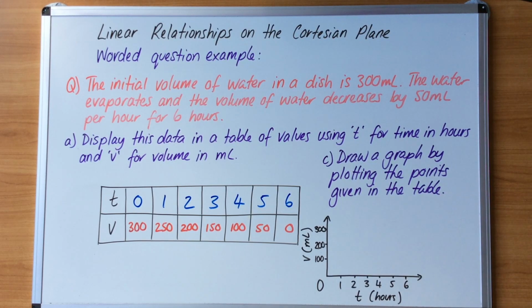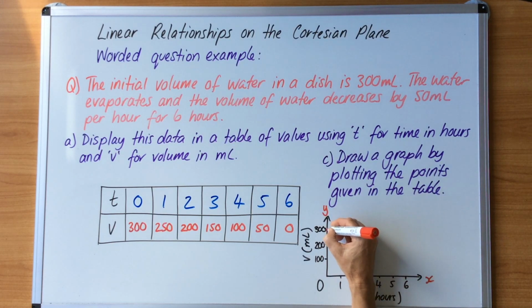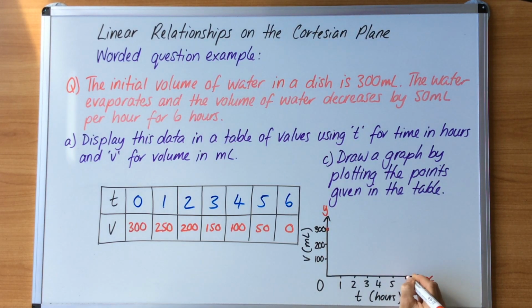Question C now asks us to draw a graph by plotting the points given in the table. I've already set this up. So we have the time for hours at the bottom and the volume in milliliters up on the side there. So this is our x-axis and our y-axis. We always tend to put time down the bottom here on the x-axis and volume is very common up on the y-axis. So we know that we started at 300 milliliters and we also ended up with none at 6 hours.